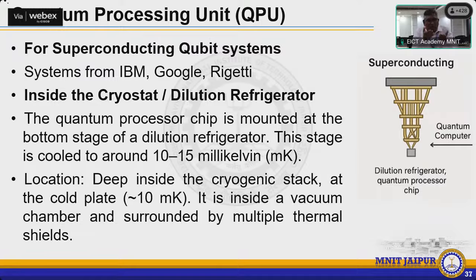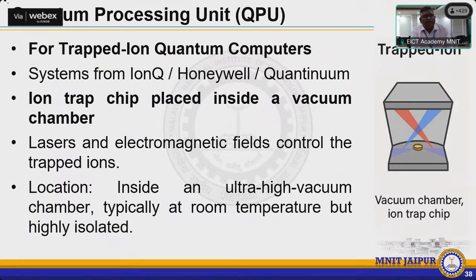It is the bottommost part of the cryogenic stack, at the cold plate, which is approximately 10 millikelvin, inside a quantum vacuum chamber surrounded by multiple thermal shields. So you have this thermal shield. That box is a thermal shield, the one that I talked about. So that is the thermal shield. Inside that you have a temperature maintained at 10 millikelvin, right? So that is something that we can look at.